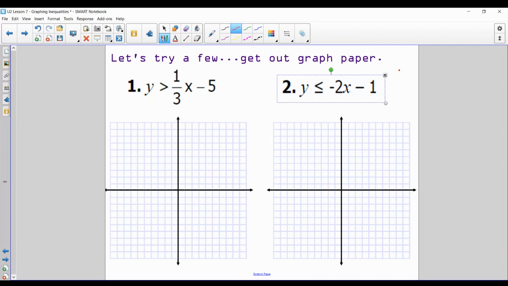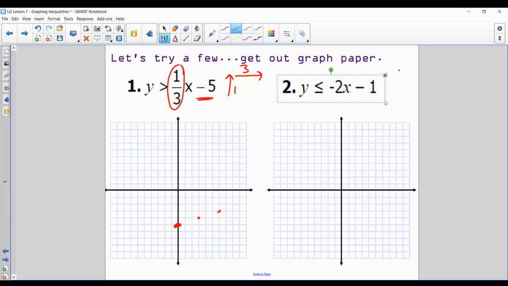Where do I start? I start with the y-intercept. So start at -5 on the y-axis. Use my slope of 1/3 to get the next couple points. So 1/3 means go up 1, over 3. Positive slope, so it's going up from left to right. I get a couple of points in there.